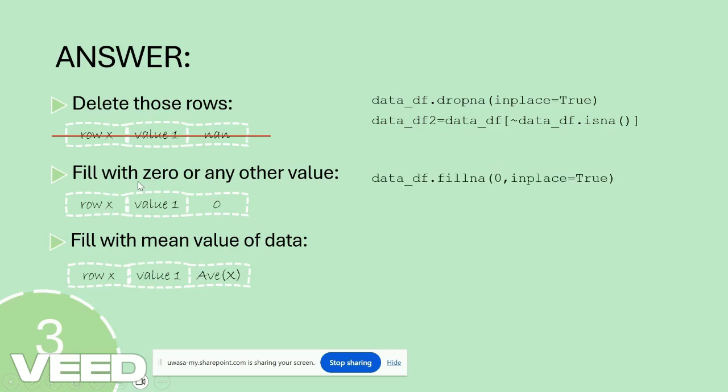What if you want to replace them with 0 or other values? Just fillna with 0, inplace is True. Instead of 0, you can use any other value that you are interested in.